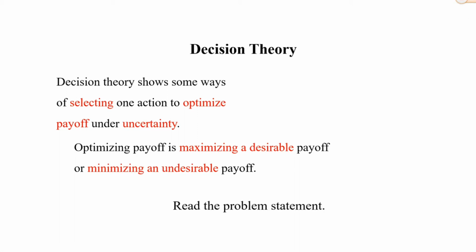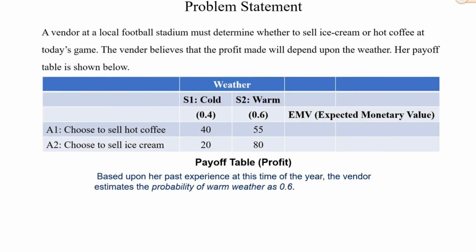Okay, let's study a concrete next problem. A vendor at a local football stadium must determine whether to sell ice cream or hot coffee. At today's game, the vendor believes that the profit made will depend upon the weather. Her payoff table is shown below. So to make a decision, to select a choice from two, ice cream or coffee, and states of nature are two weather conditions, cold or warm weather.